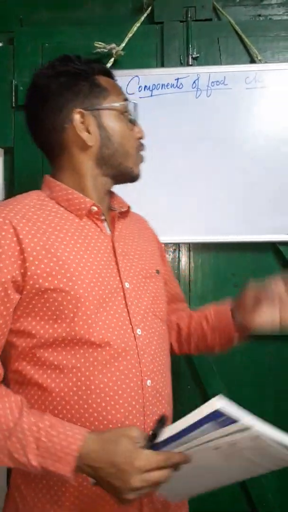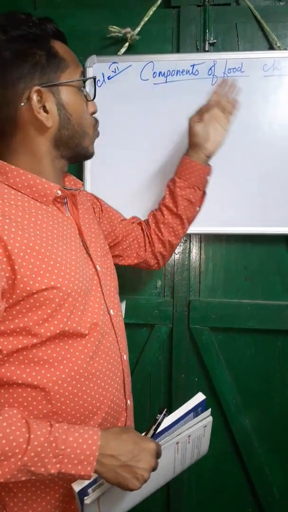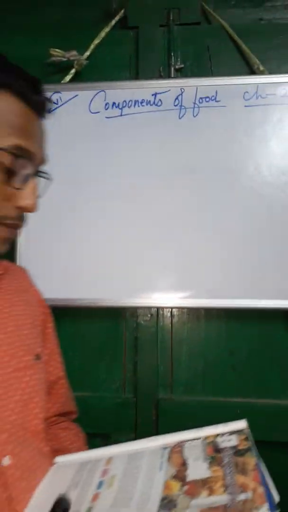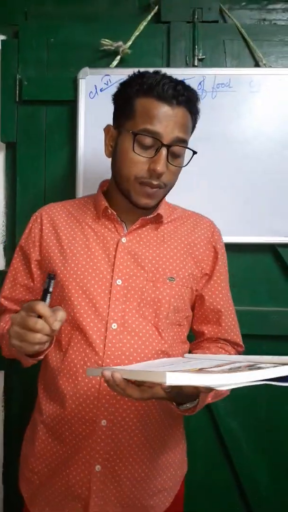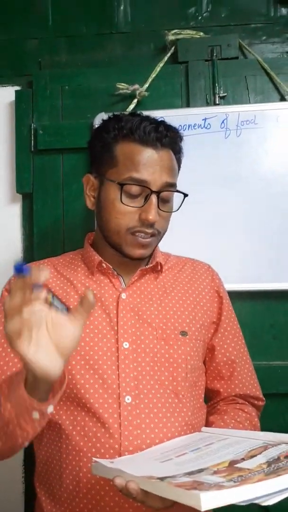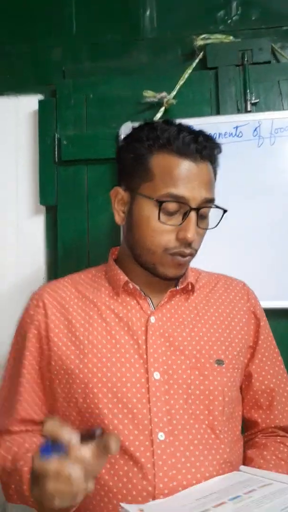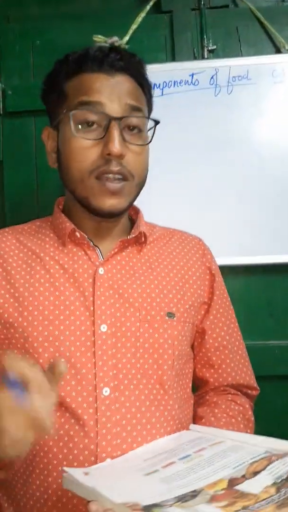Hello, today we are going to start chapter 2, components of food. So what is components of food? We have learned in the previous chapter that food is essential for the body as it keeps us healthy. Food also helps in the growth of our body. Food contains some useful substances that organisms need to live and grow. These useful components are called nutrients.